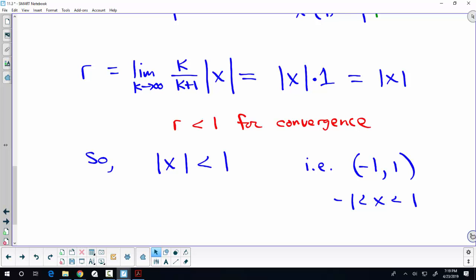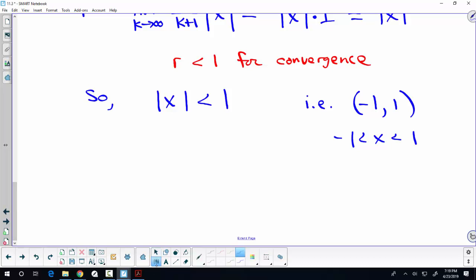Does anyone have any questions? We need to check the endpoints. When you use the ratio test on these series, you have to check the endpoints, because when x is -1, the absolute value of -1 is 1, and your ratio is 1. It's inconclusive when the ratio is equal to 1. When x is equal to +1, again, that's 1. So you're going to see what happens when I plug in x equal to -1 and x equal to 1 in that series I got in part B.